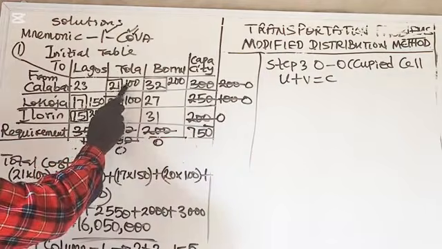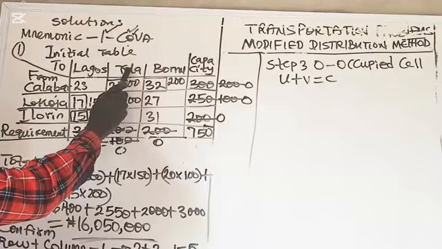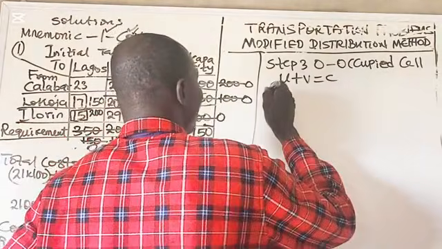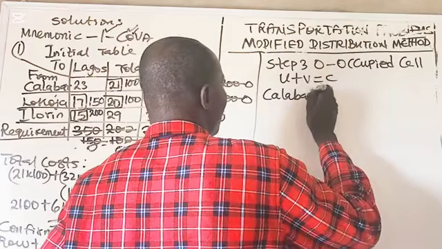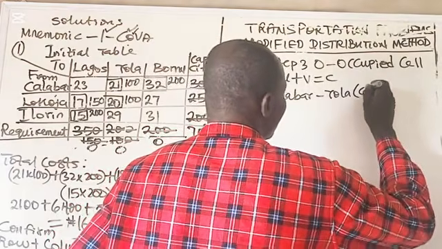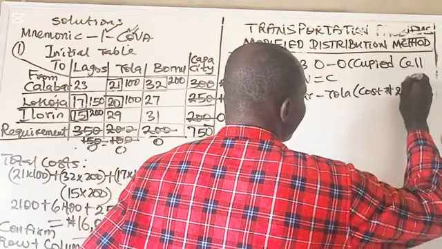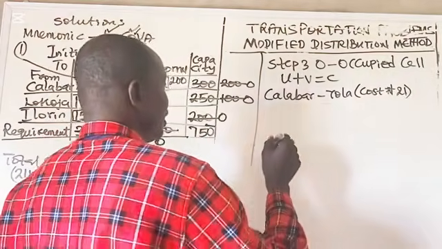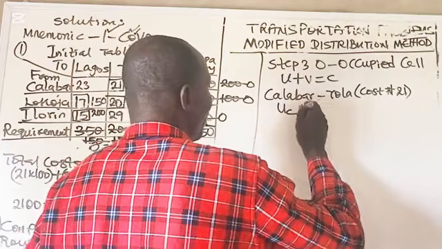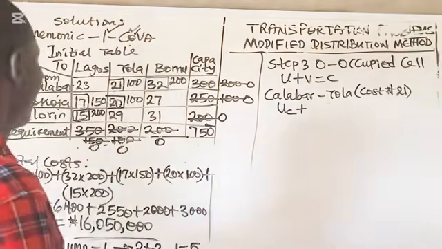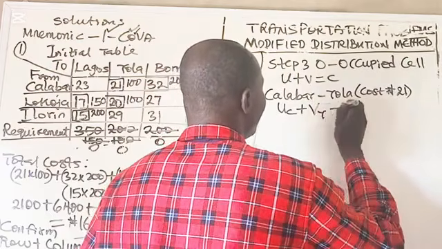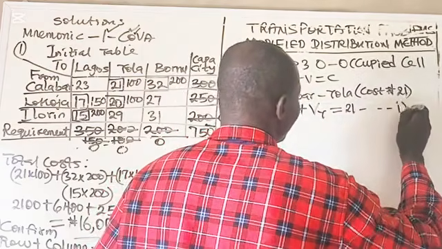The first occupied cell here is Calabar to Yola. Calabar to Yola, and the cost is 21. If Calabar is C, that means we have U, which is row C, plus column, which is column Yola, V Yola, equals 21. Equation 1.